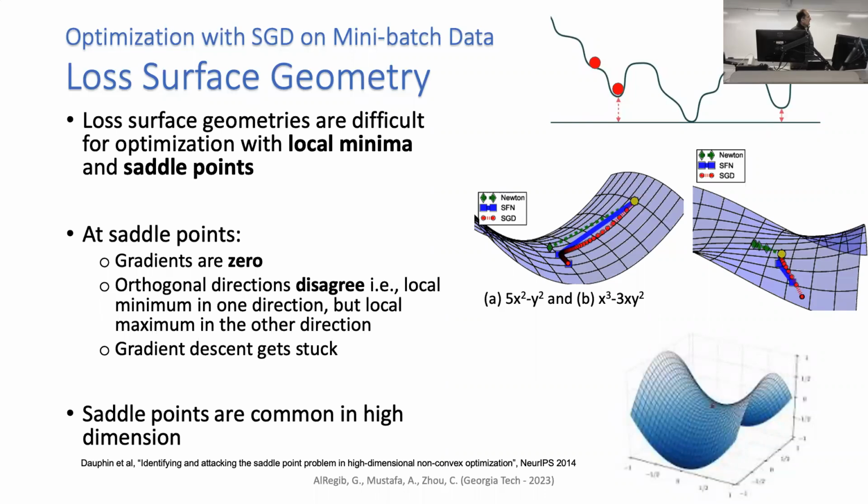Okay, and saddle points are very common whenever you have high dimensional data, which is what you are dealing with, right? You have these 50 features or 30 features or so. Saddle points are much more common than what we are hoping for.